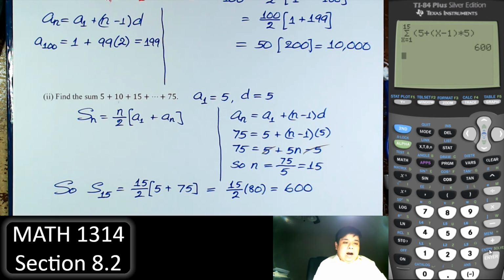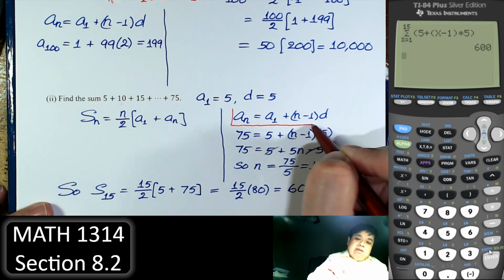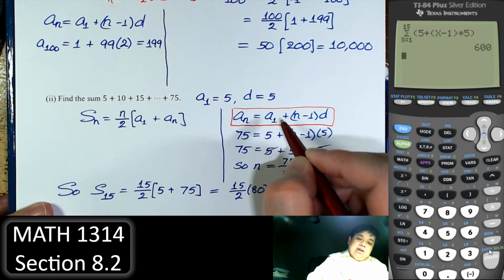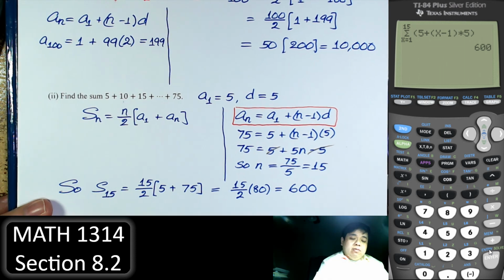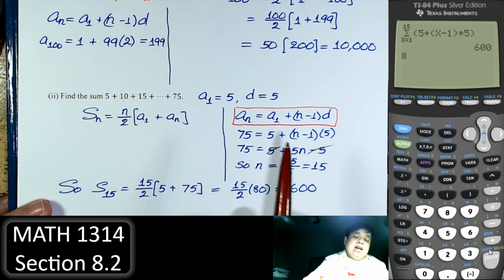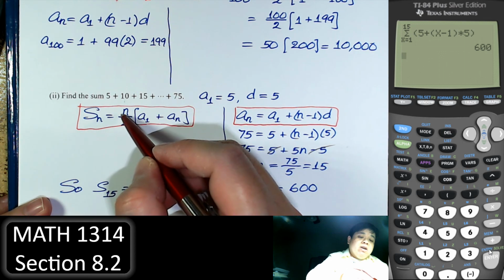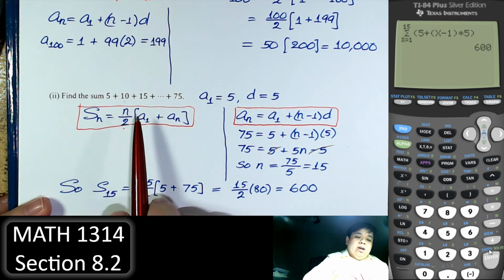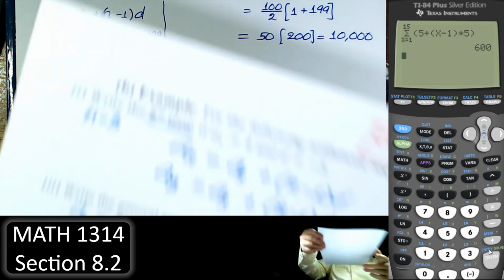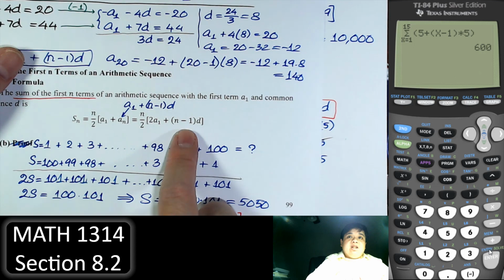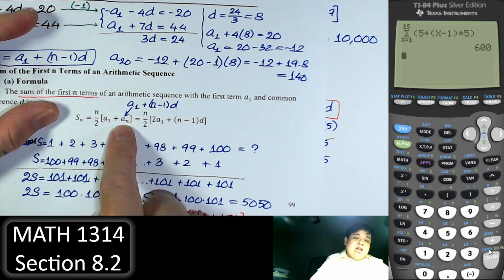So in this section, the n term is given by this. The first term plus n minus 1 steps to get to the n term, n minus 1 times d. And the sum of the first n terms is the number of terms divided by 2 times the first term plus the n term. We don't really need to use that, because that's just the summary of when we substitute that into a sub n.